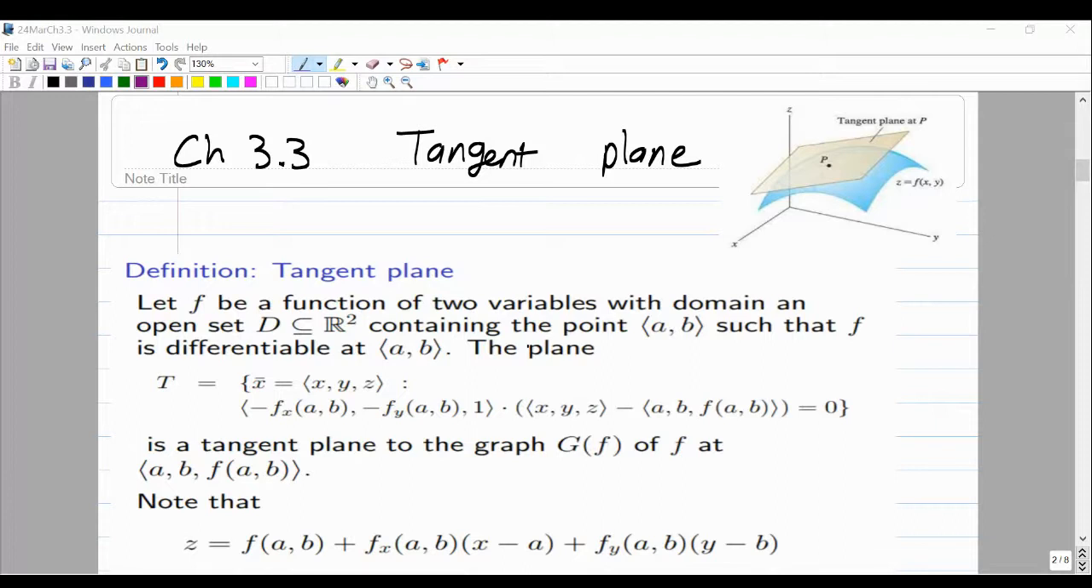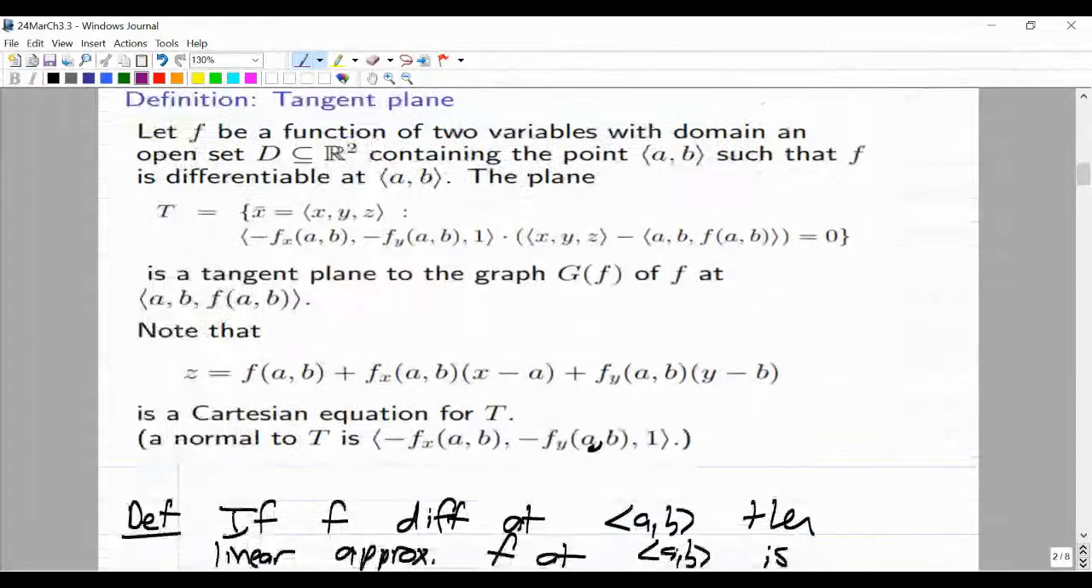So we see that z equals this. All right, so it's very easy to remember. So z is f at the 2D vector plus f partial x at the 2D vector, times x minus a, plus f partial y at the point, and because it's f partial y, it's y minus b. So it's a very easy formula to remember. All right, so you need to know it off by heart. So this is the Cartesian equation for T. And just to emphasize it again, T is a plane, and the normal is (minus fx at the point, minus fy at the point, 1).